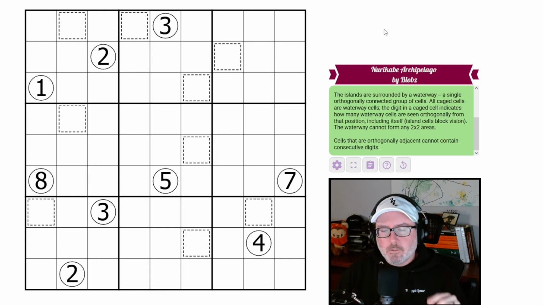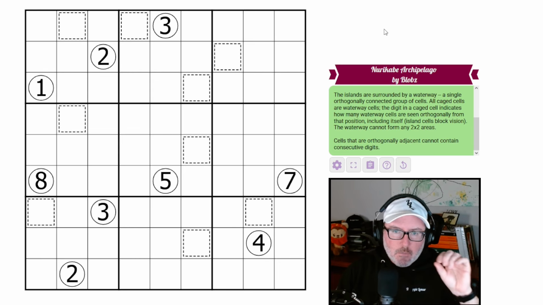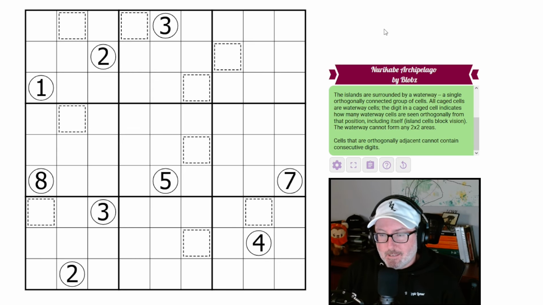I think what we're going to do with Blobz is maybe get into the Lord of the Rings pack that they also did. But I wanted to do something away from the Hobbit stuff at this moment, so we're going to jump into this one. So let's get at it.